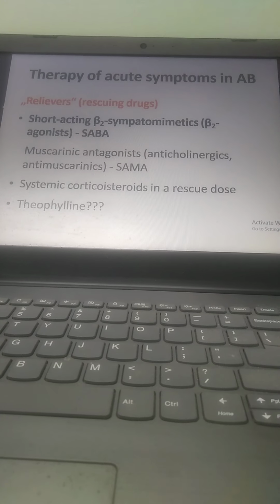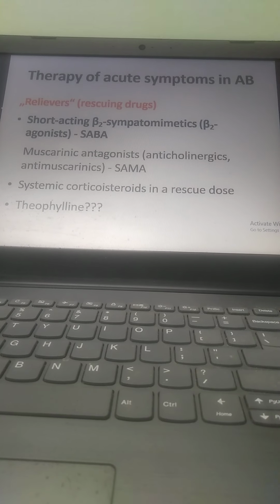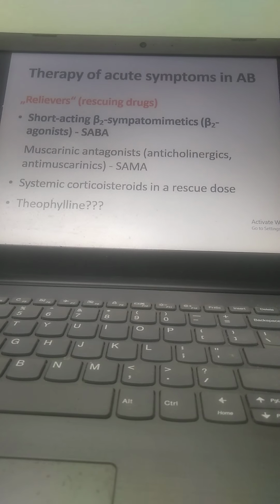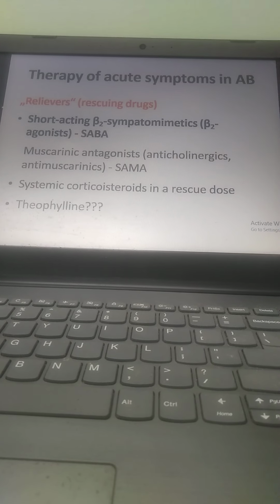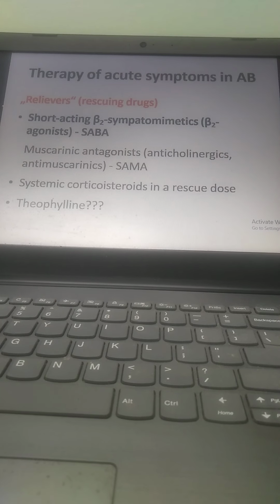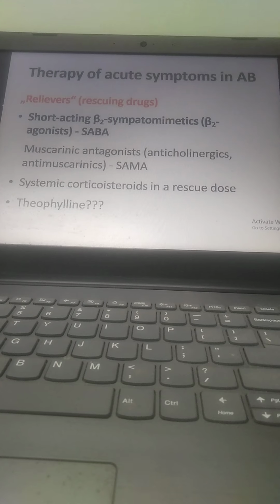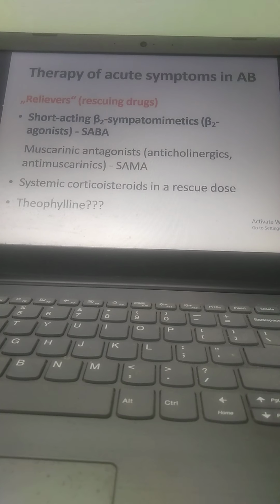Therapy of acute symptoms in asthma: relievers, which are rescue drugs. Relievers are those which I would say are for the rescue population. Short-acting beta-2 sympathomimetics, beta-2 agonists, this is SABA. Muscarinic antagonists, anticholinergics, antimuscarinics, that's called SAMA. These are the short-acting muscarinic agents.